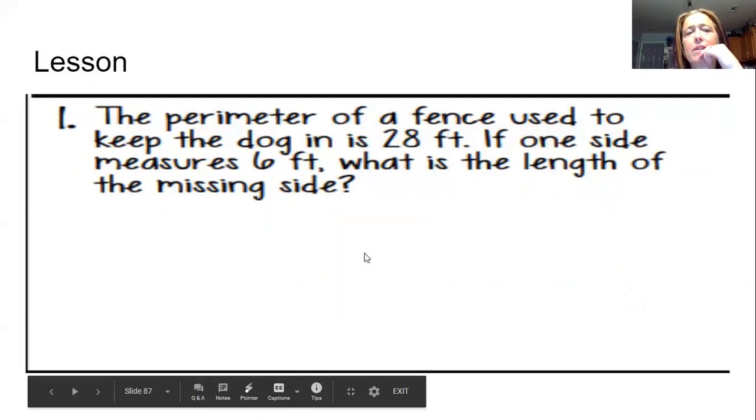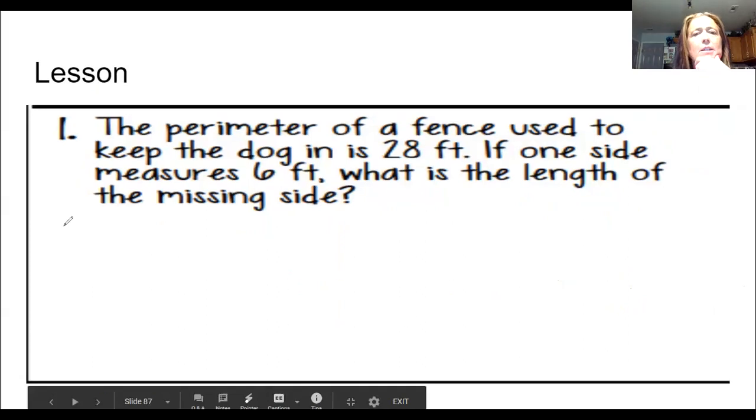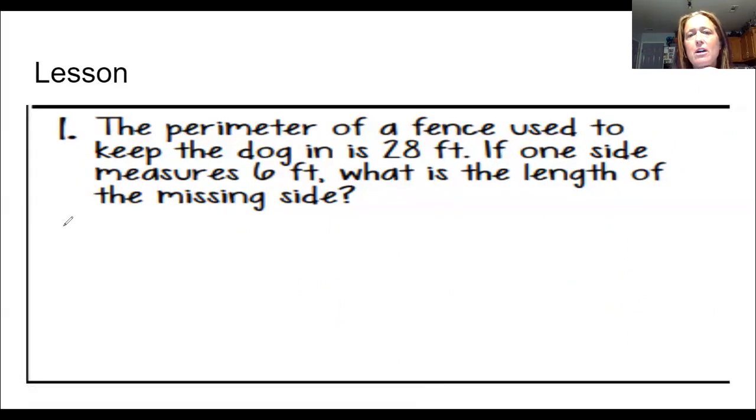Okay, this time we're given the perimeter and one of the sides. So make sure when you're working, you know what the problem is giving you. All right, the perimeter of a fence used to keep the dog in is 28 feet. So we know that the perimeter of this fence is 28 feet. So that's information we're already given. So obviously we're not finding perimeter in this problem. If one side measures 6 feet, what is the length of the missing side?